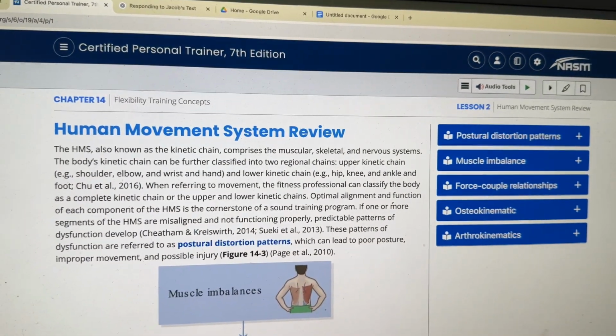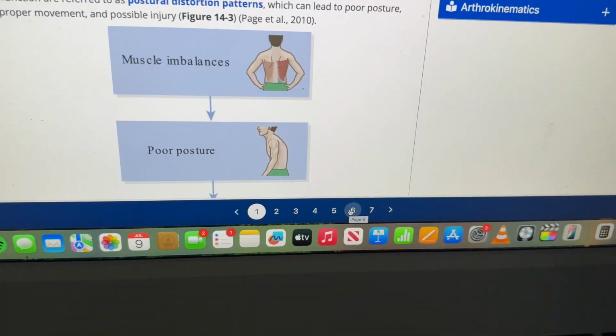5:48 right now. Chapter 14, lesson 2, Human Movement System Review. 7 pages. So I'm gonna knock this out, hopefully in another hour. Human movement system. We've been through this before in a previous chapter, I think. It's gonna talk about muscles, the skeletal and nervous system. So it shouldn't take me that long because it's a review. So I'll be back in hopefully an hour. I'll see you guys in a bit.